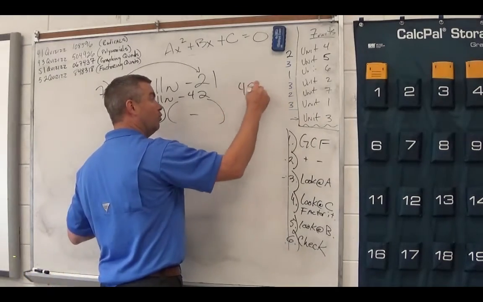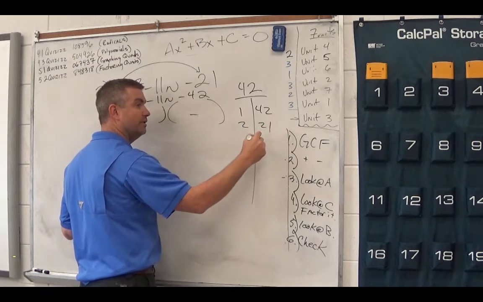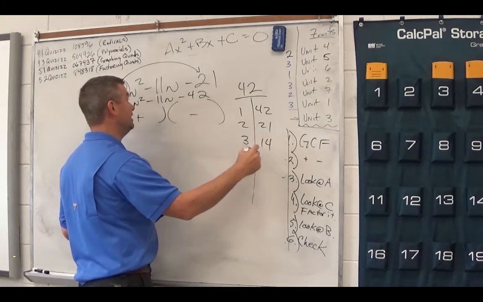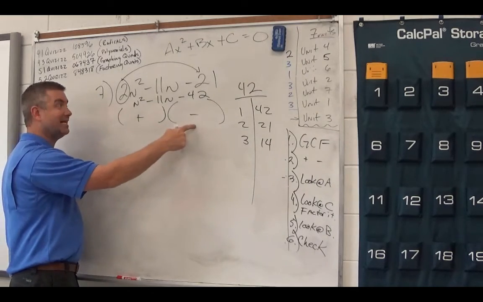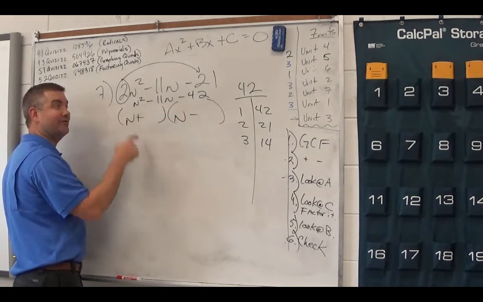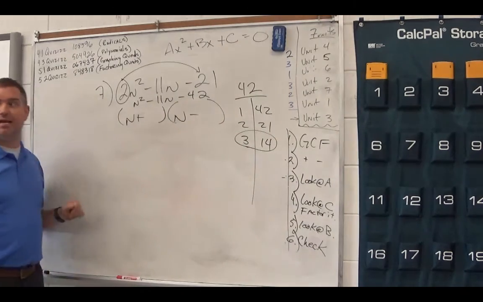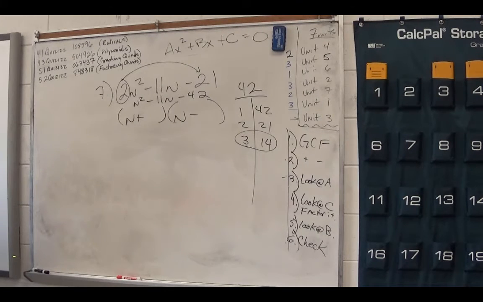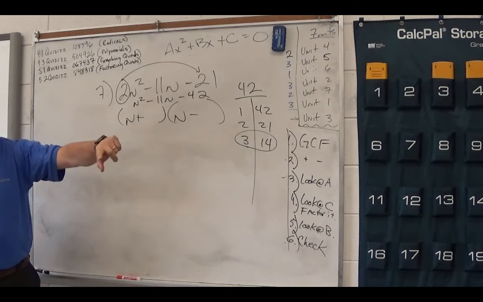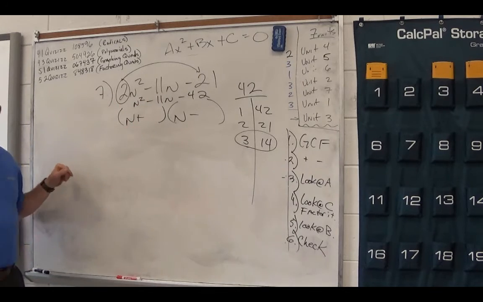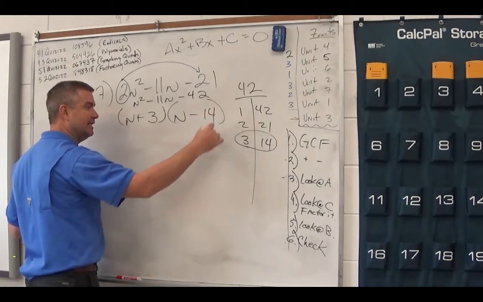We break down 42. What does 42 break up into? Well, 1 and 42, 2 and 21, 3 and 14. Uh-oh, we're trying to get 11 in the middle. One's positive and one's negative. We know we got n here and n here because A is equal to 1. These factors will give us 11, but I want negative 11. So if I want negative 11 in the middle, what value needs to be positive? What value needs to be negative? The 3 needs to be positive and the 14 needs to be negative.